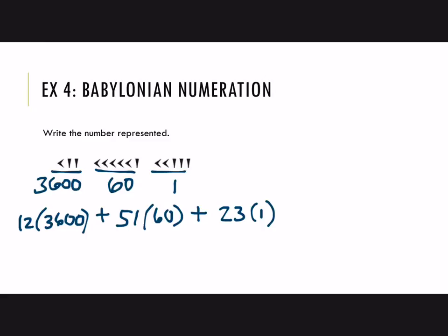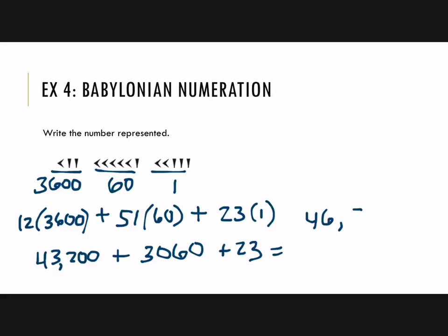So 12 groups of 3,600 is 43,200. And then 51 groups of 60 is 3,060. And then plus 23 ones. And altogether that is 46,283.